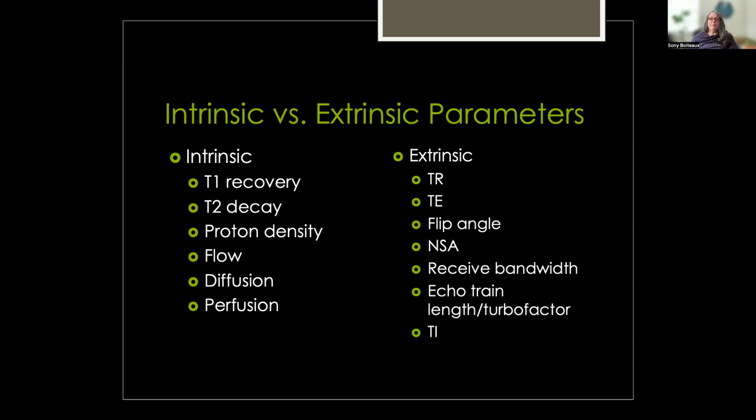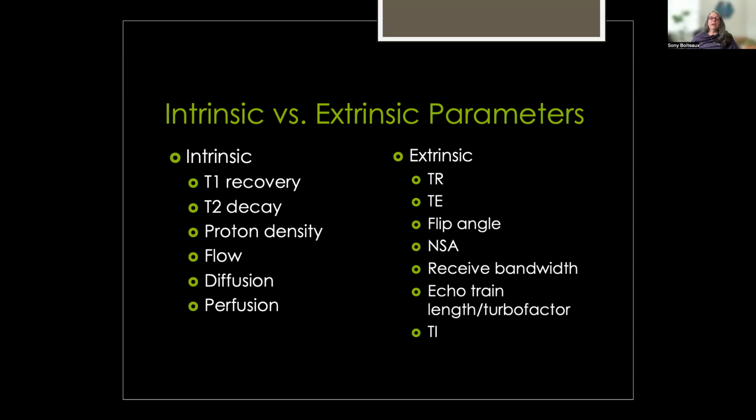That's going to be, for example, our T1 recovery that we just discussed, our T2 decay. Another intrinsic parameter would be our proton density. There's a lot of hydrogen protons. For example, think about brain tissue versus lung tissue. Which one will have more hydrogen protons? Our brain tissue is going to have a lot of hydrogen protons. Our lung tissue, not so much. So we would have differences in our image appearance because of that difference in proton density.